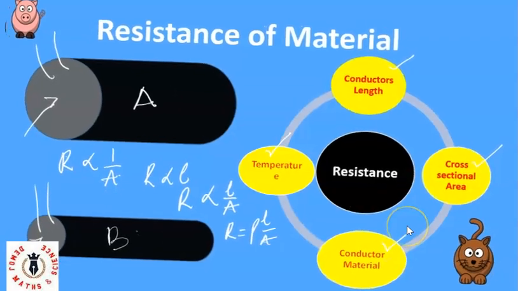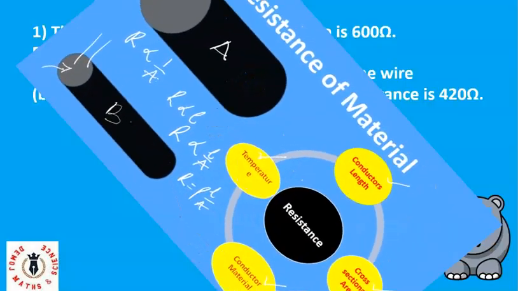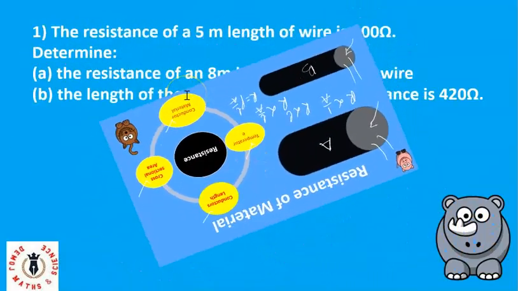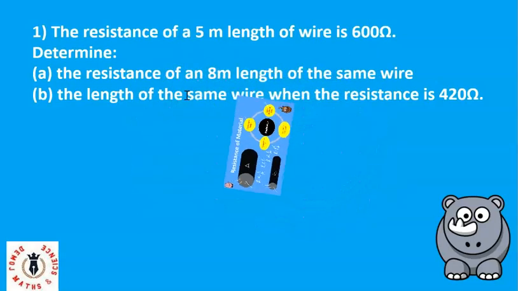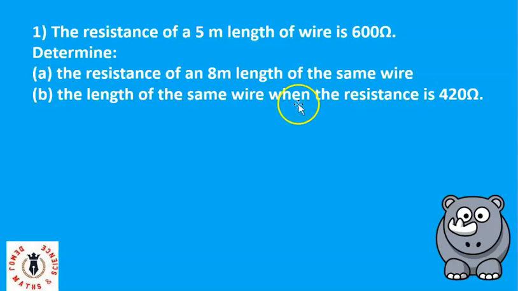Let's see some questions as practice examples. Now, my first question says the resistance of a 5-meter length of wire is 600 ohms. Determine the resistance of an 8-meter length of the same wire. Now, to determine the resistance of an 8-meter length of the same wire, the first thing we should remember is that our R, which is the resistance of the wire, is equal to its resistivity, the length over the area.